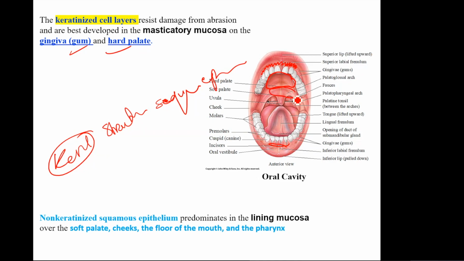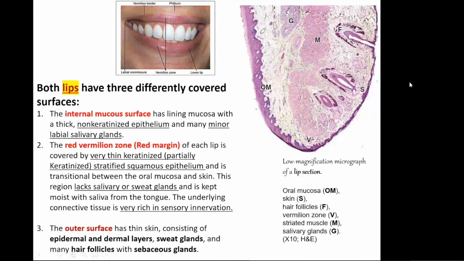Usually, guys, the soft palate, your cheeks, the oral vestibule, and the floor of your mouth, which is really smooth, and the pharynx in the back as well. So these structures are covered by stratified squamous epithelium, but non-keratinized. We don't need that much protection. So that was mainly in the oral cavity, but what about the lips?